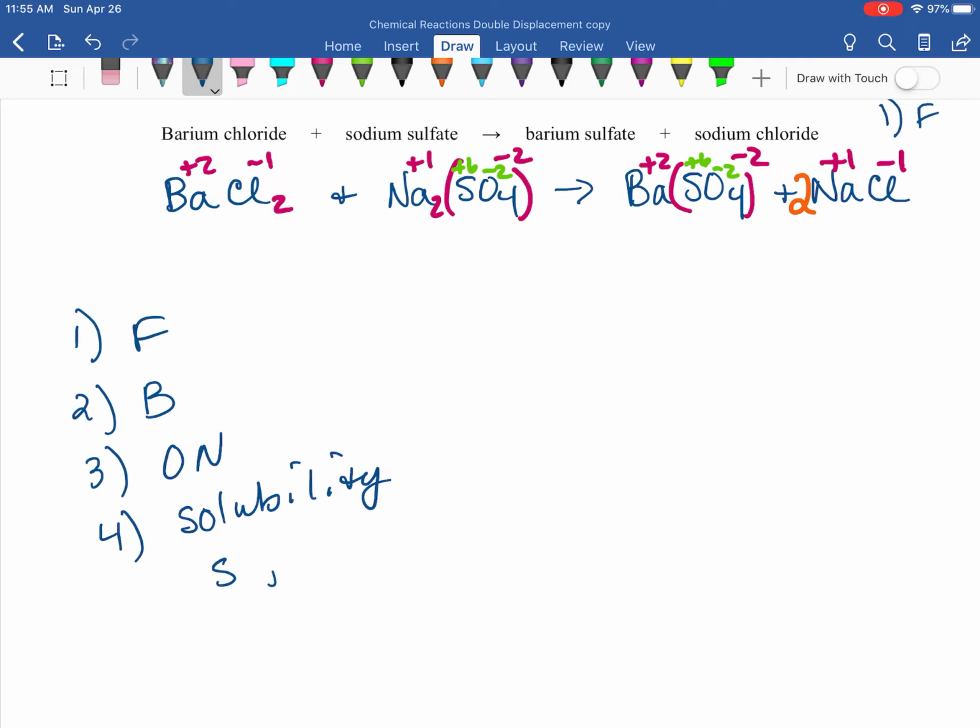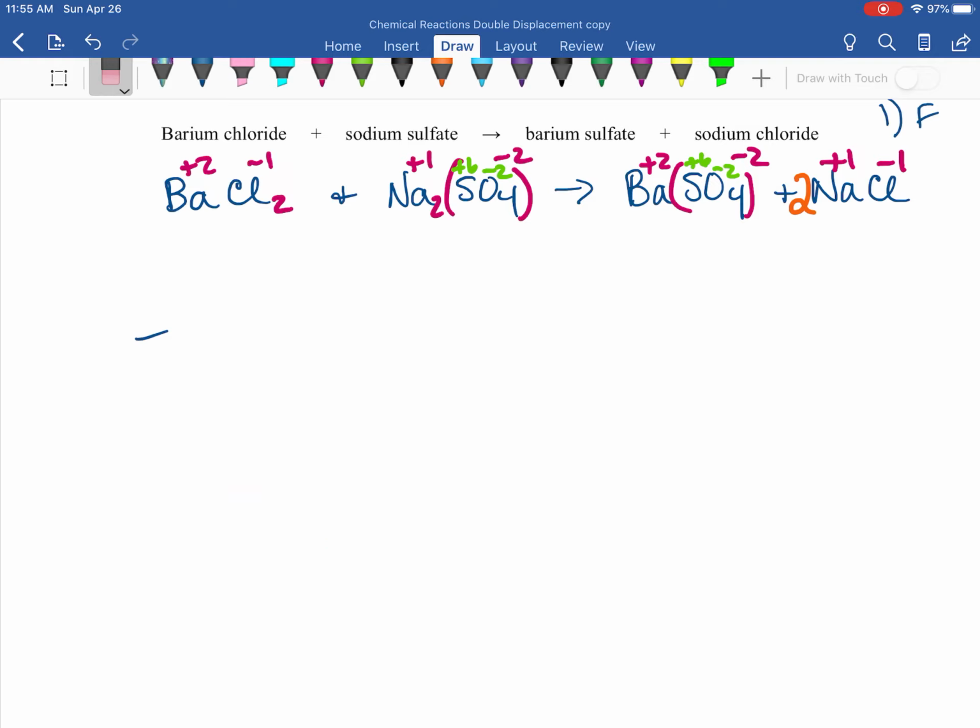So we basically had to write out our formulas, and then we had to balance. And then we added our oxidation numbers, and now we're grabbing our solubility. And we're going to add whether or not something is a solid or aqueous. All right, grab your solubility table. Let's look for barium chloride.